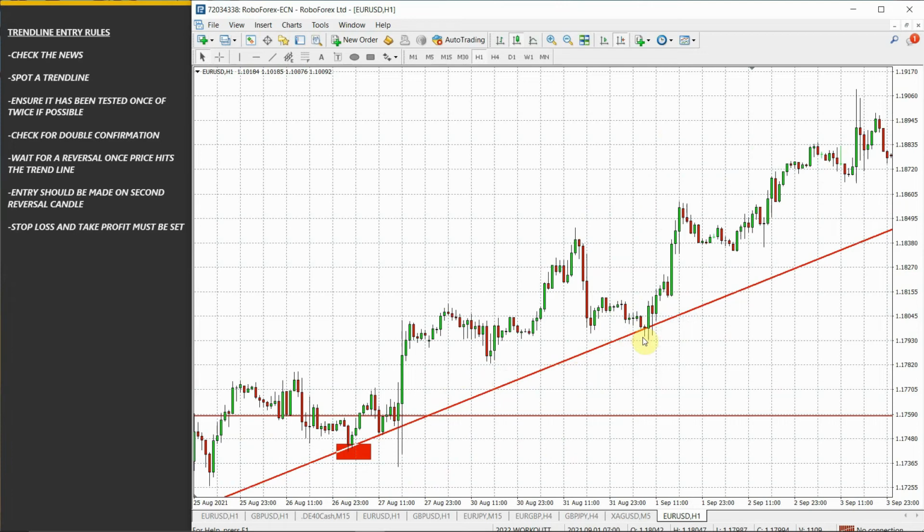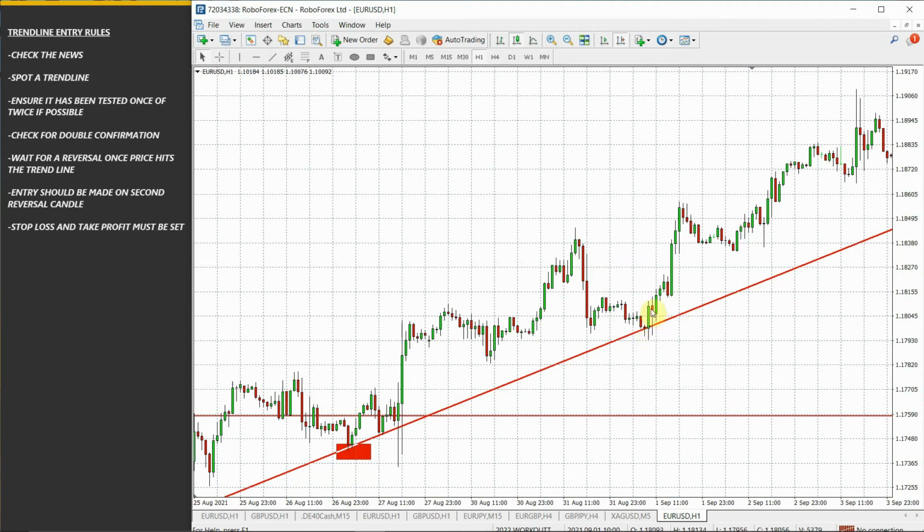We have a retest, okay, and then there was a reversal candle. Can you see that? But we didn't have a second reversal candle, so I'm not entering on this. I'll wait for this candle. So I can make an entry at this candle, but not at this candle, because this was not a reversal candle. It was only a second reversal candle.